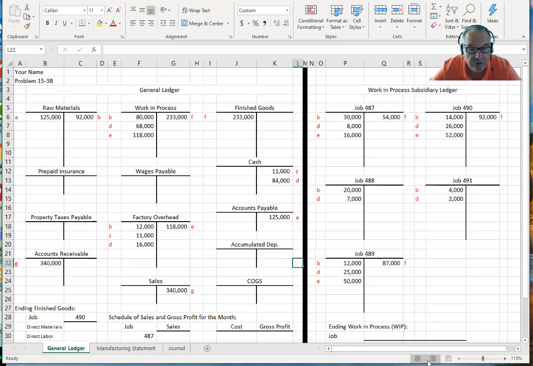But we also need to transfer out of finished goods the cost of those two jobs, the two jobs that were sold, 487 and 489. So I'm going to total 487 plus 489. 487 was 54,000, 489 was 87,000. Those are the jobs that got sold. This is our cost. This is transaction G also, because we know that we have to record the sale price and we have to record the cost so that we can get our gross profit. I'm going to stop the video and I'm going to prepare the schedule of sales and gross profit for the month down here. I'll be right back.